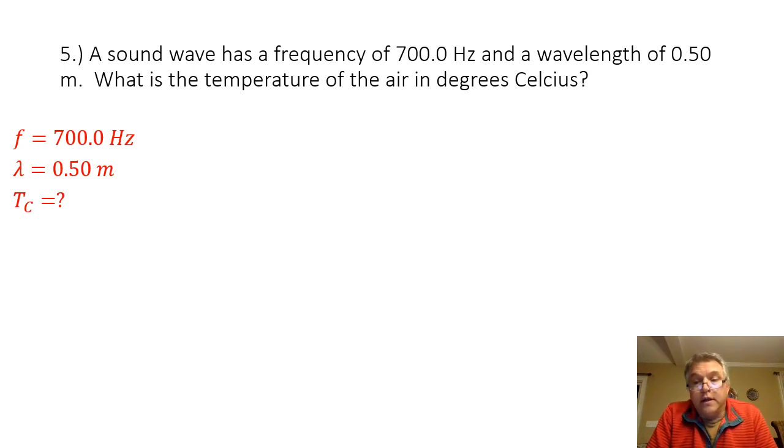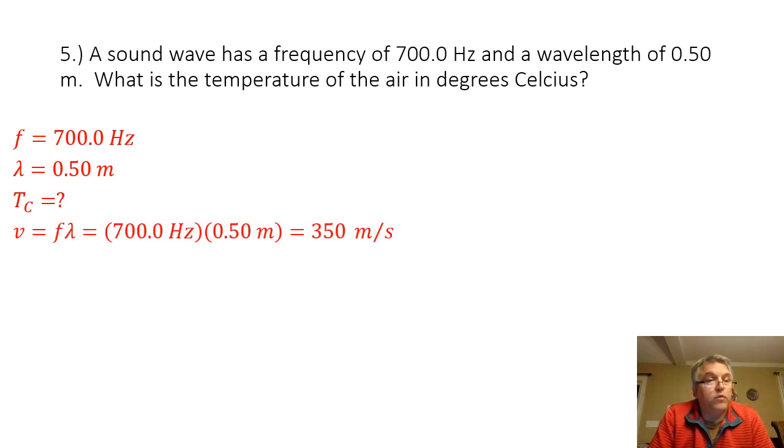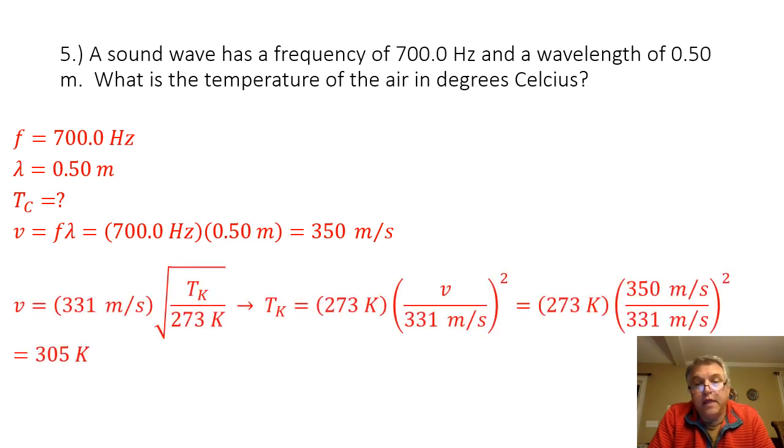So in order to find the temperature, I know I'm going to need the wave speed. I'm not given the wave speed, but I am given the frequency and the wavelength. And from those two factors, I can find the speed of the wave using my wave speed formula. So the speed of my sound wave is equal to the frequency times the wavelength. So 700.0 hertz times 0.50 meters will give me a wave speed of 350 meters per second. Now I can plug that into my wave speed formula, and when I plug that in, I am going to get a temperature of 305 Kelvin.